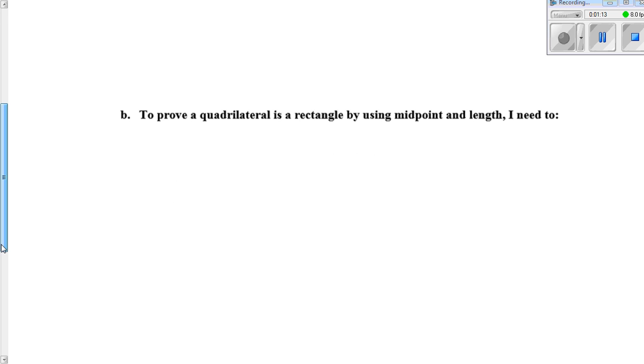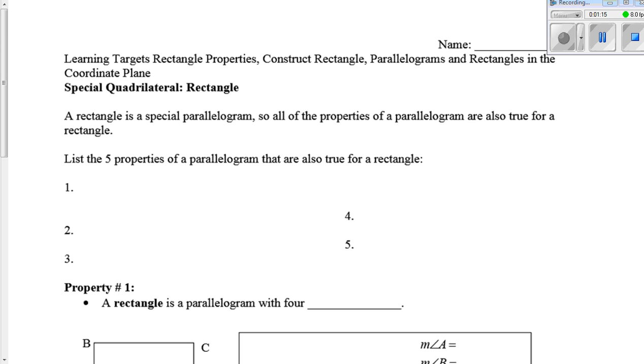Okay, so let's flip to your third page, please. It should look like this. First thing I want you to do is you see this first bullet. Actually, before that, it says a rectangle is a special parallelogram. So a rectangle is a parallelogram. It has all of the same properties of a parallelogram and then some. Okay, it tells us all the properties of a parallelogram are also true for a rectangle.